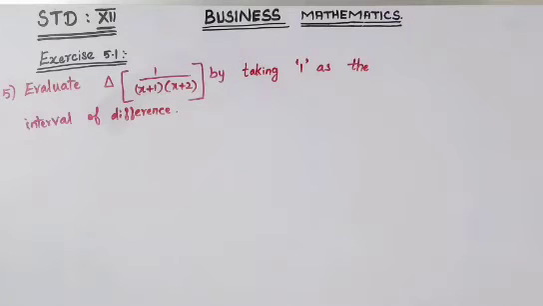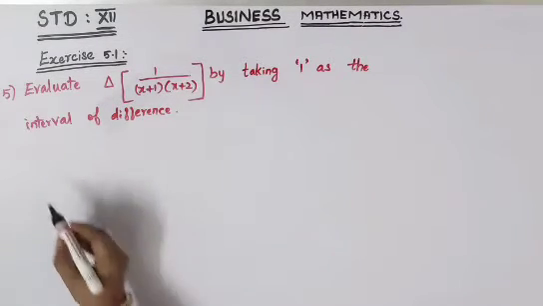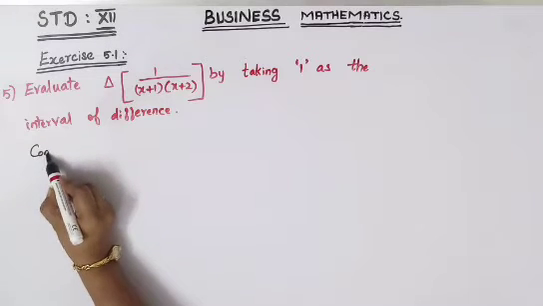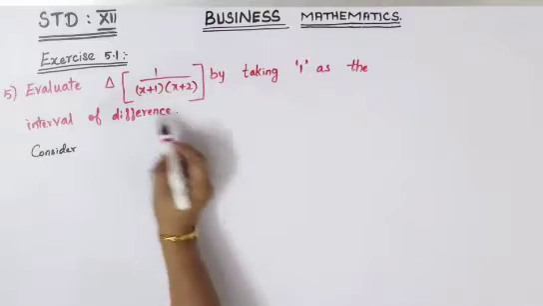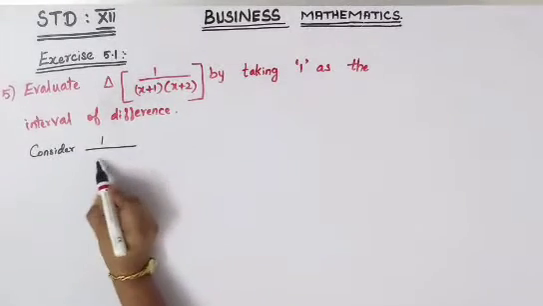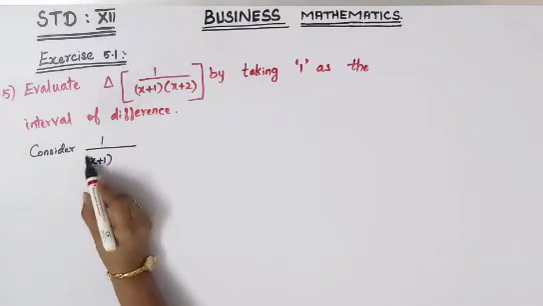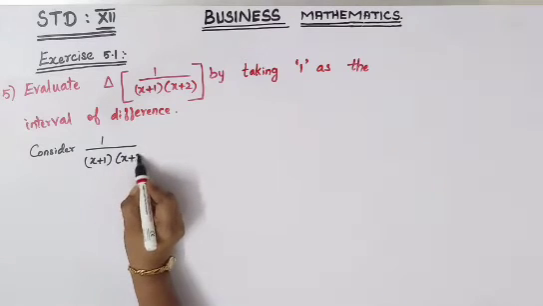Exercise 5.1. Fifth question. Evaluate delta of 1 divided by x plus 1 into x plus 2 by taking 1 as the interval of difference. So interval of difference is nothing but your h. So they have given h is equal to 1 here. First we will just consider, leaving out this delta, only this part, 1 divided by x plus 1 into x plus 2.